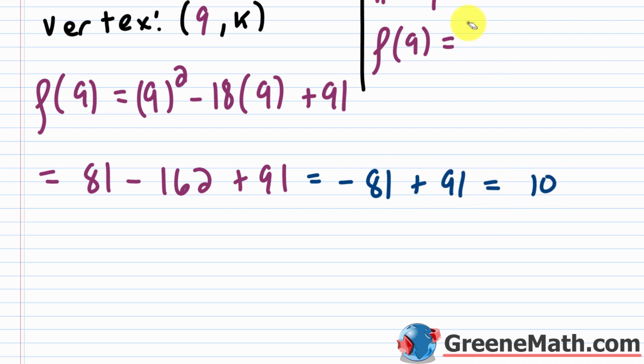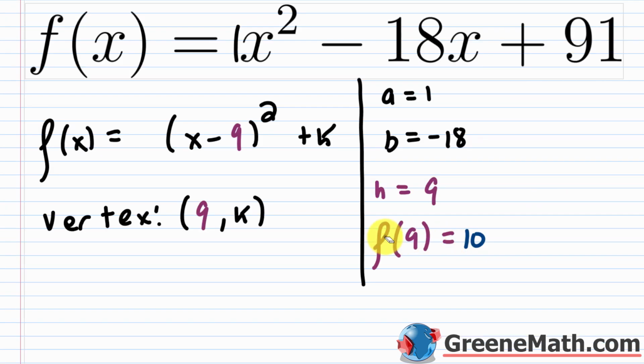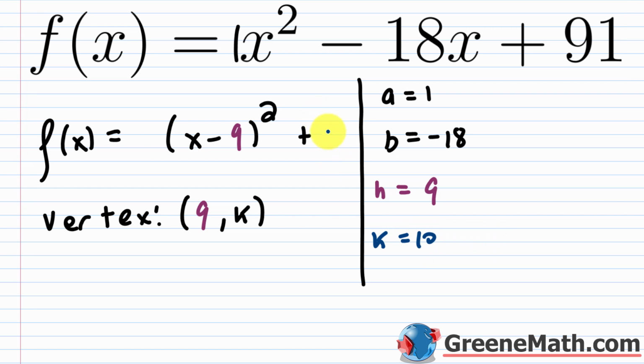So f of 9, we can erase this and put 10. Let's just erase this and put k is equal to 10. So we can erase this here and put 10, and then erase this here and put 10. So your vertex is going to occur at 9, 10, and then your vertex form is f of x is equal to the quantity x minus 9 squared plus 10.